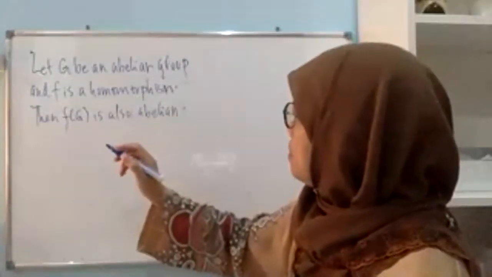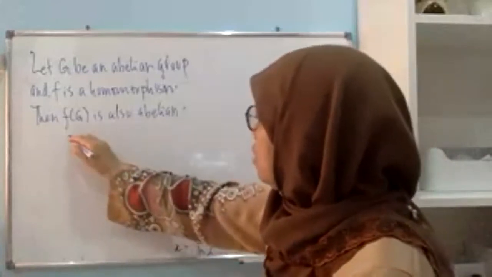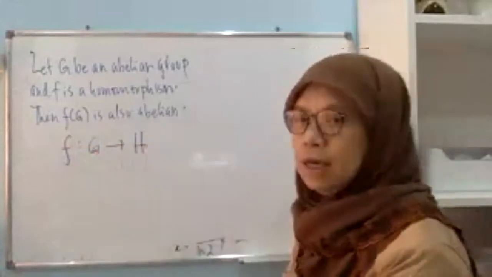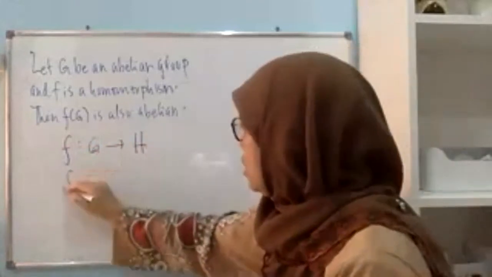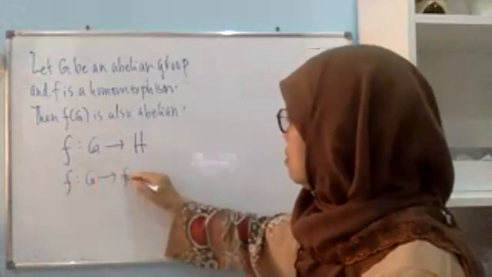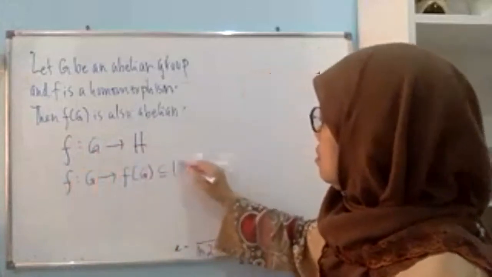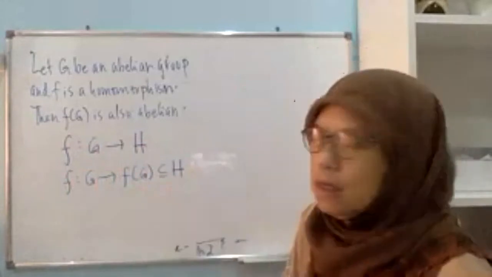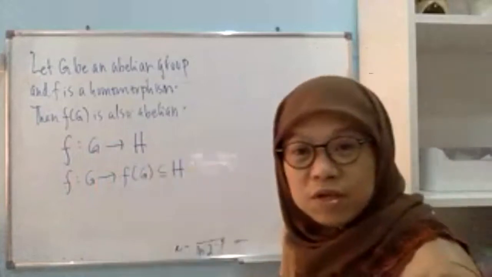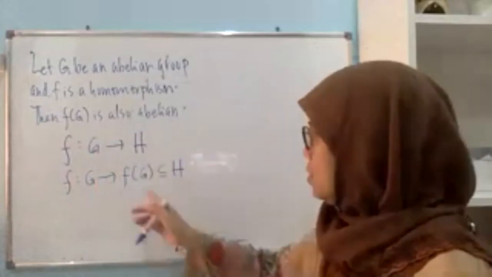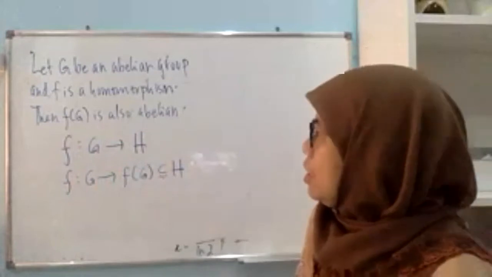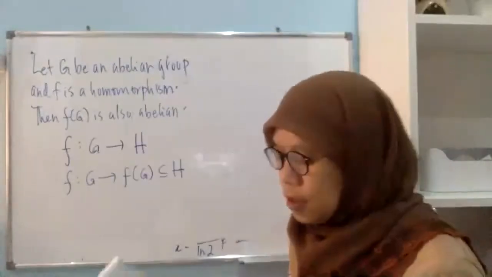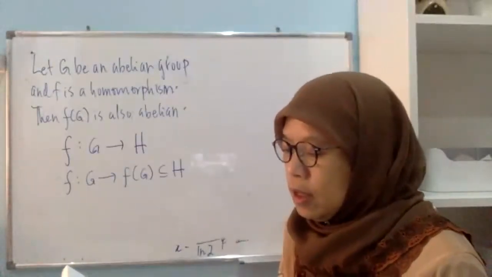So, okay. Now we have f is from G to H. All right. Or we can say this is a subgroup of this one, because it might not be everything, because we just know homomorphism. It might not be onto. So we just write this or just this. Actually, we want to show f(G) is also abelian. All right.